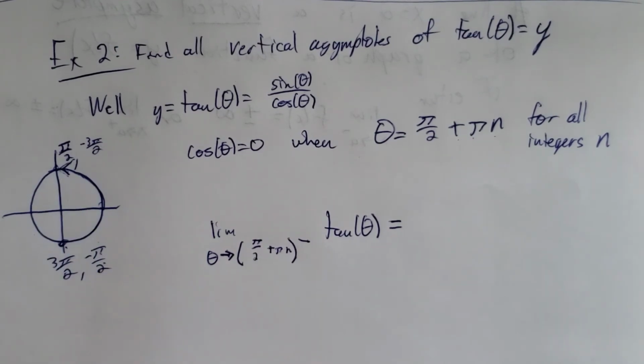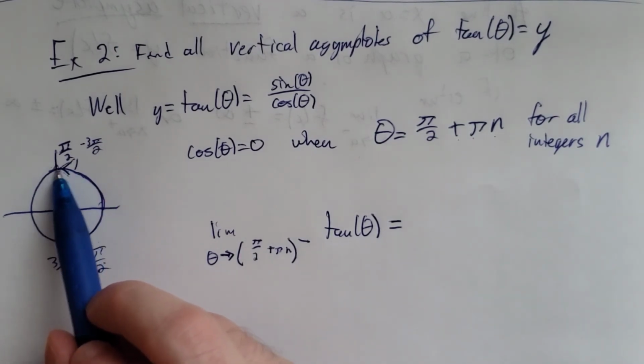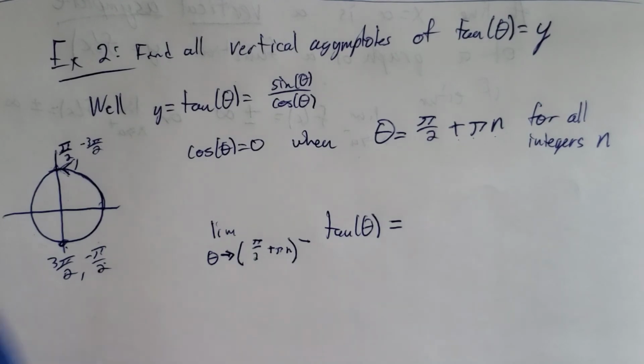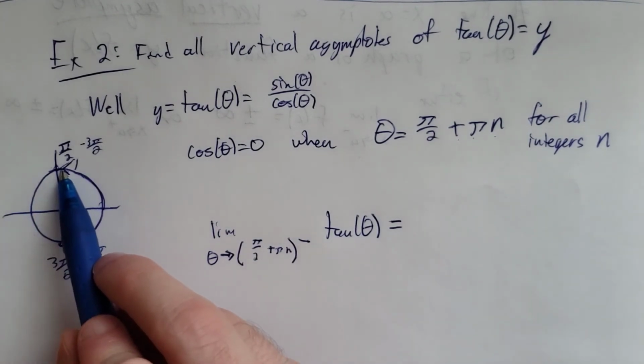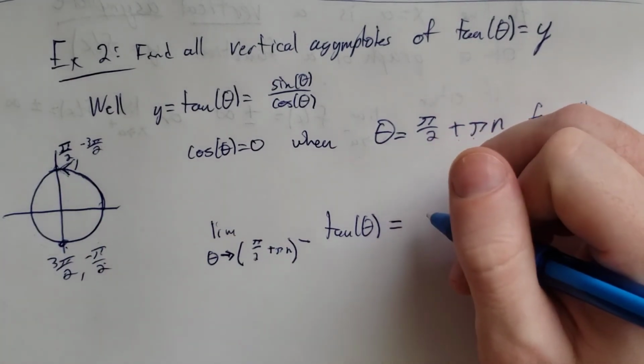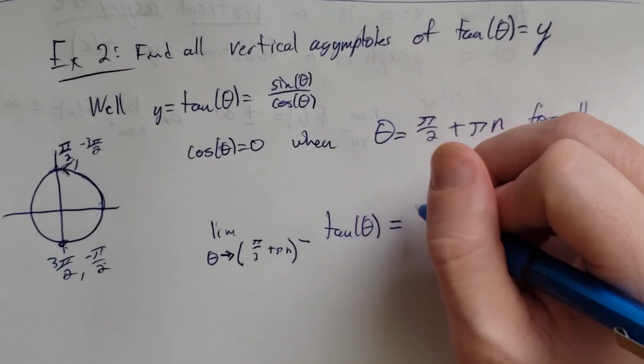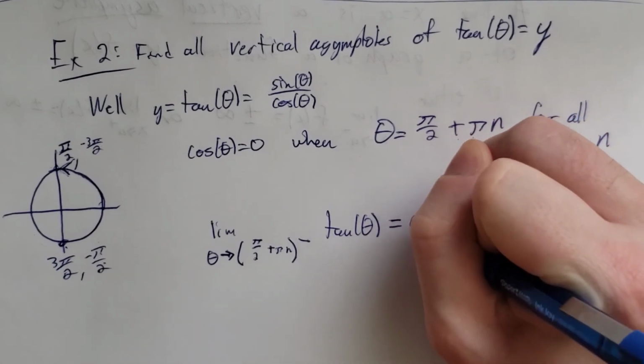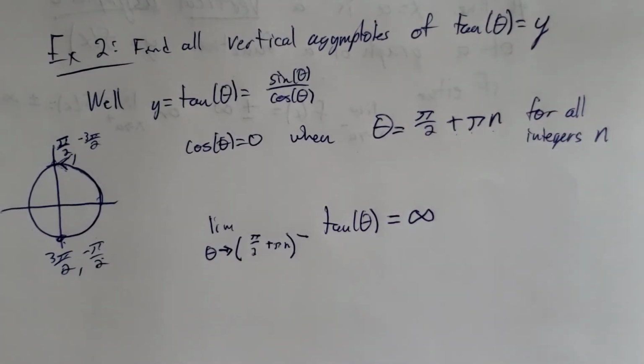So if we approach from the left here, we notice that cosine is positive here, and sine is approaching positive 1. So the numerator is going to a positive 1, so a positive constant, and the denominator is approaching 0, but from the positive side, so you get positive over positive, and something that's close to a constant of 1 over something that approaches 0, so that goes towards positive infinity.